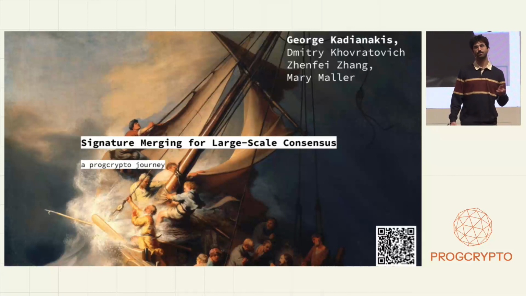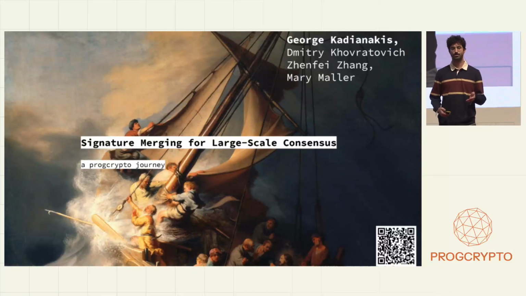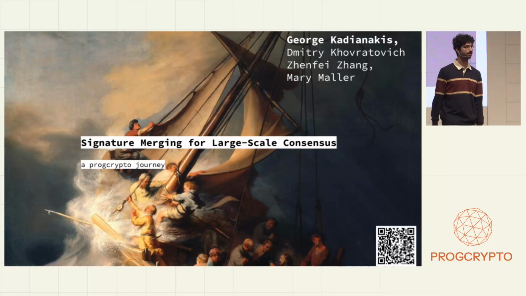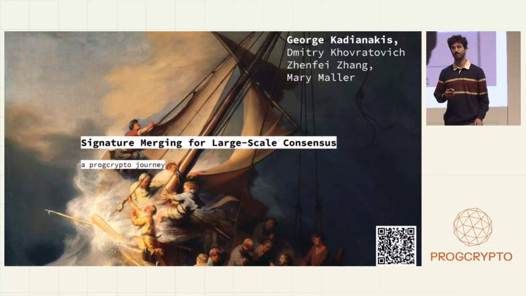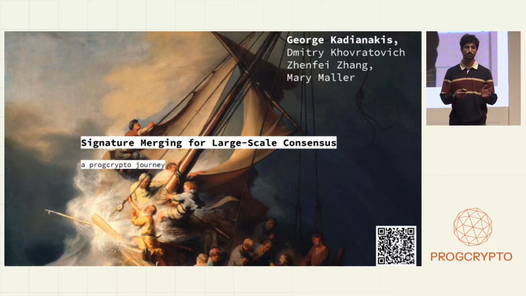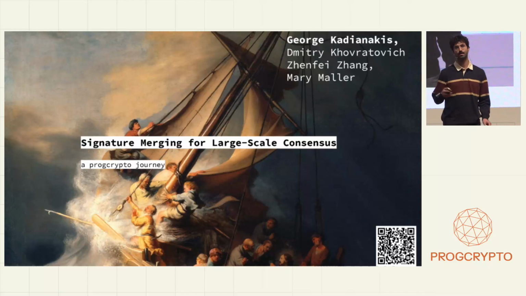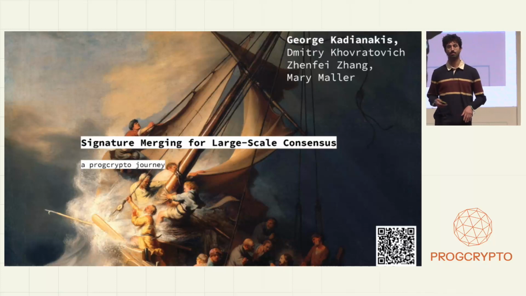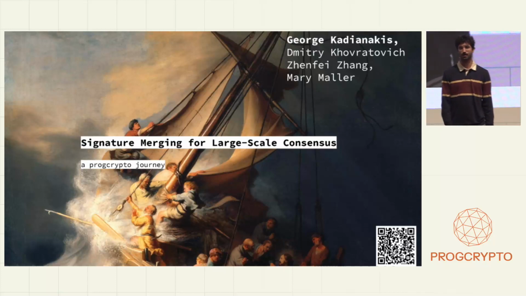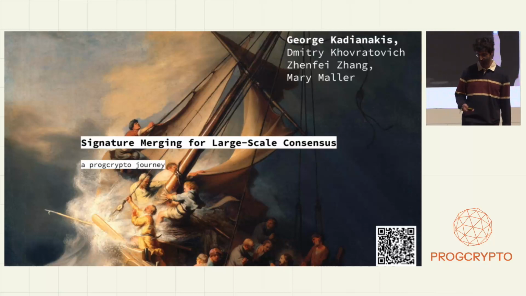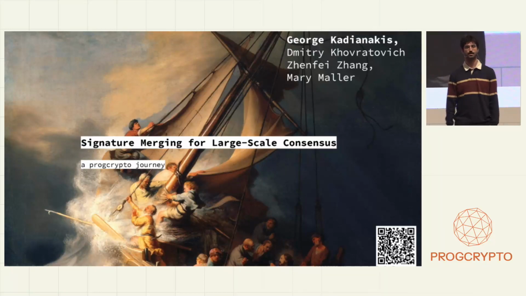So I'm going to start by introducing how the consensus layer of Ethereum works. Then I'm going to present a problem that we have right now, and then I'm going to run over a few possible solutions using recursive snarks. Right, so let's get started.